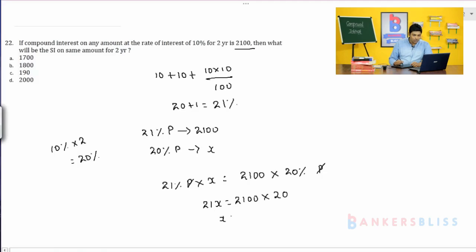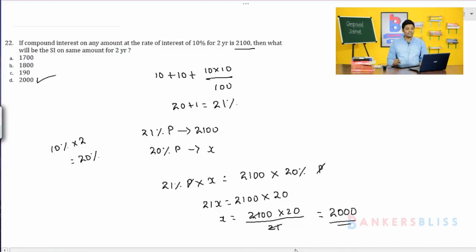So 21x is equal to 2100 into 20. So x is equal to 2100 into 20 by 21. So it cancels. You are going to end up with 2000. Therefore, option D is the right answer. Very simple technique.